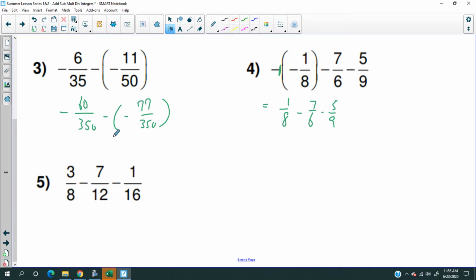Okay. Now, what does that mean? Now we're actually doing the work, right? Because all of this stuff is just finding equivalent fractions. So what's the operation here? Subtract. What's the rule when you subtract? Keep, change, change. So keep that. Change this to addition. Change this to a positive.